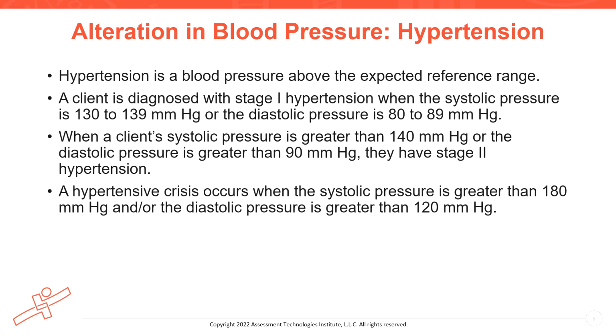Another term that we need to look at is preload. Preload is the amount of blood inside the ventricle before it contracts. So if we have less fluid in our body, maybe we've hemorrhaged and lost a lot of blood, our preload will be decreased. If our preload is decreased because of that, our blood pressure will be decreased.